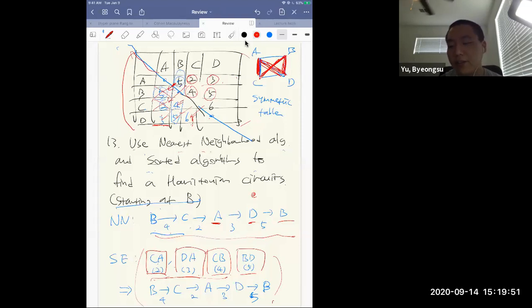So in the actual exam, for this kind of thing, you need to write down not only the answer, but also the reason why you choose such things. Then you can get the full credit. Okay, do you have any questions on this?